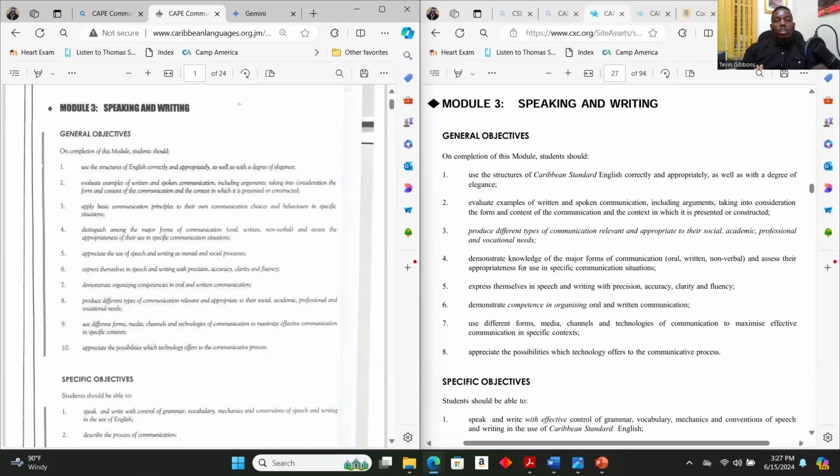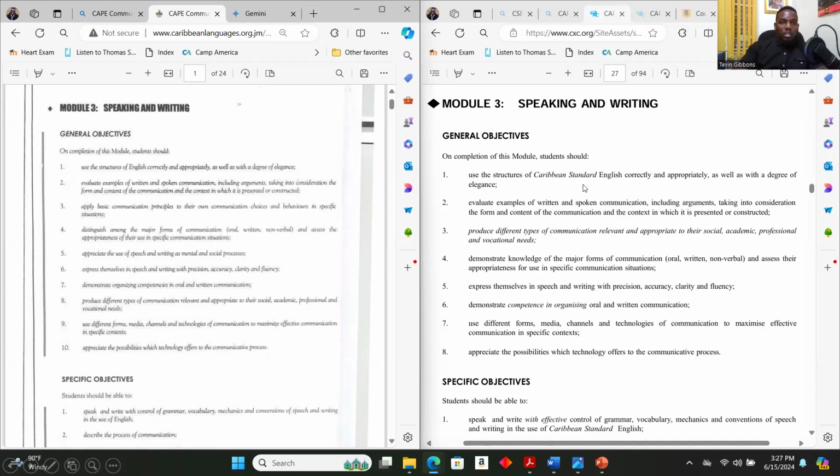And here I have another copy from both syllabi. If you look on the old one where it says of the general objectives, the first objective reads, I'll read. The first objective reads, on completion of this module, students should use the structures of English correctly and appropriately. Now, on the modified syllabus, it says on completion of this module, students should be able to use the structure of Caribbean Standard English correctly and appropriately.